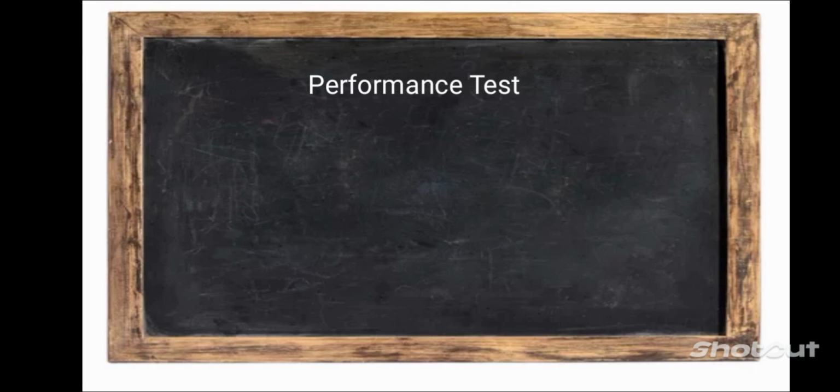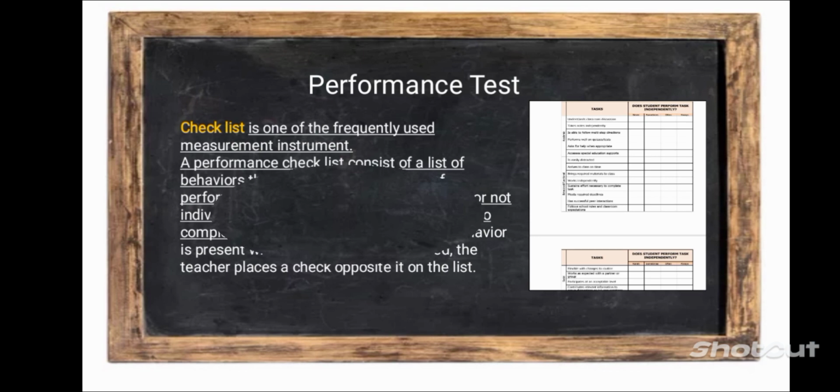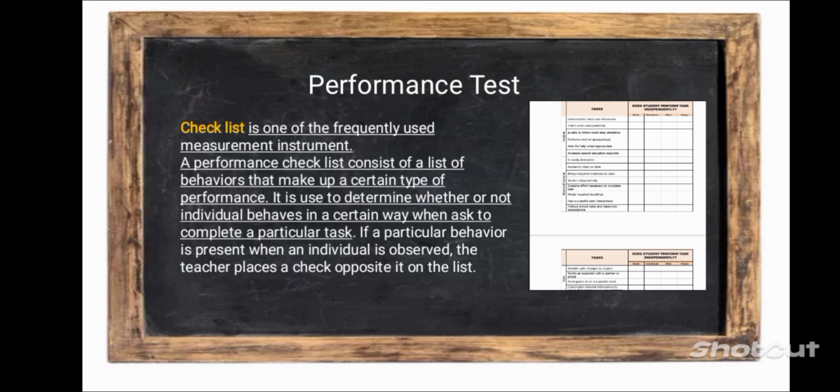What is a performance test? Checklist is one of the frequently used measurement instruments. That is, a performance checklist consists of a list of behaviors that make up a certain type of performance. It is used to determine whether or not the individual behaves in a certain way when asked to complete a particular task. If a particular behavior is present when an individual is observed, the teacher places a check opposite it on the list. So always remember that a performance test is a checklist that consists of a list of behaviors.